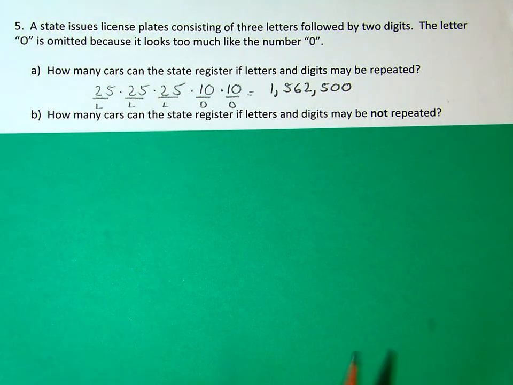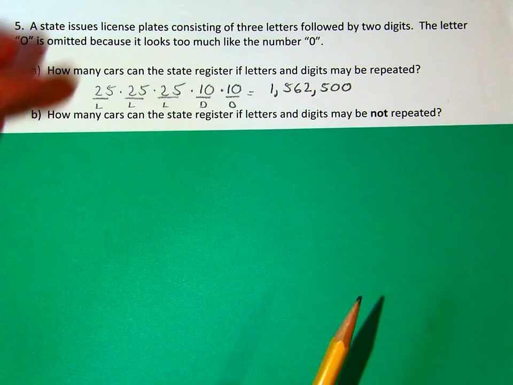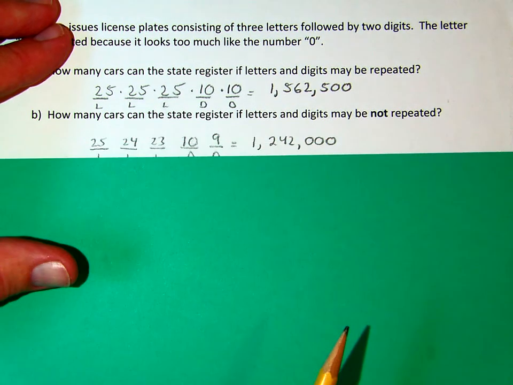Okay, part B of this same question. How many cars can the state register if letters and digits may not be repeated? Now that's something we would never assume. That's specifically made up just for the purposes of this problem. So how would that play out in terms of what we do?